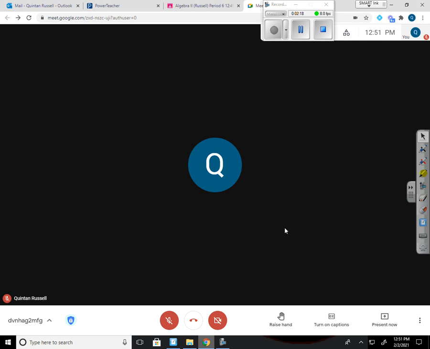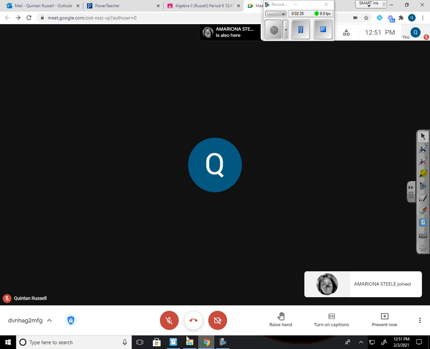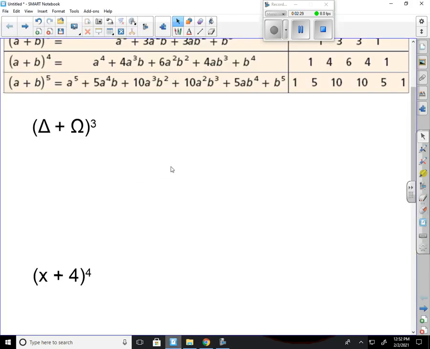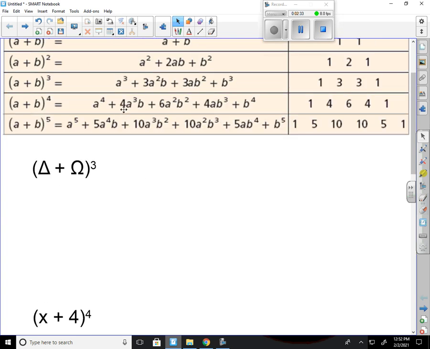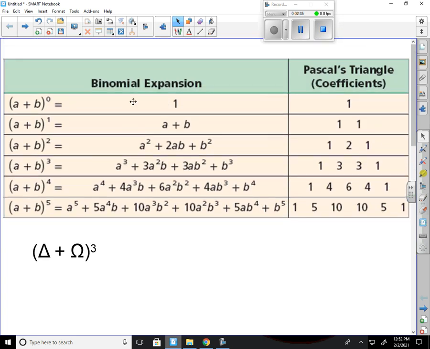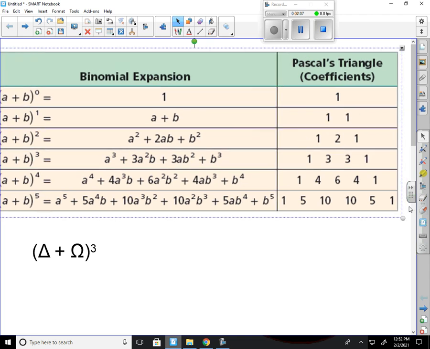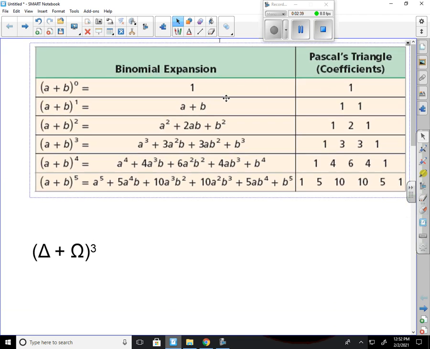So, with that in mind, let's actually go ahead and do Pascal's Triangle instead of using Photomath, because it doesn't work. Photomath will give you the correct answer, sure, but it doesn't use Pascal's Triangle at all.